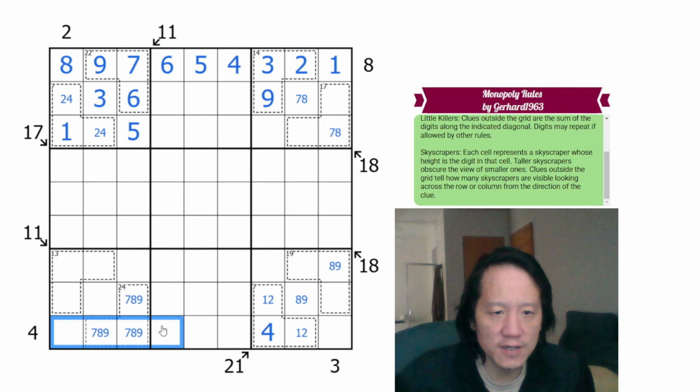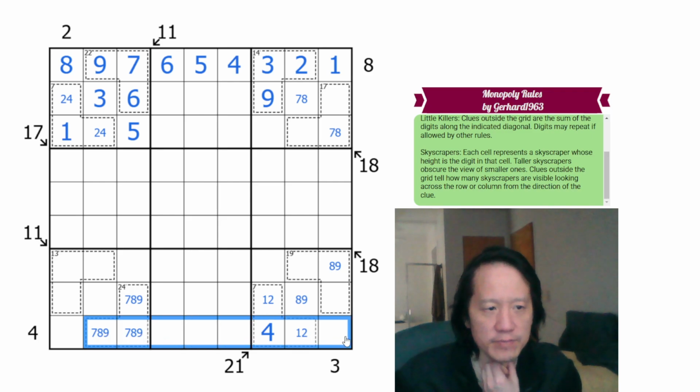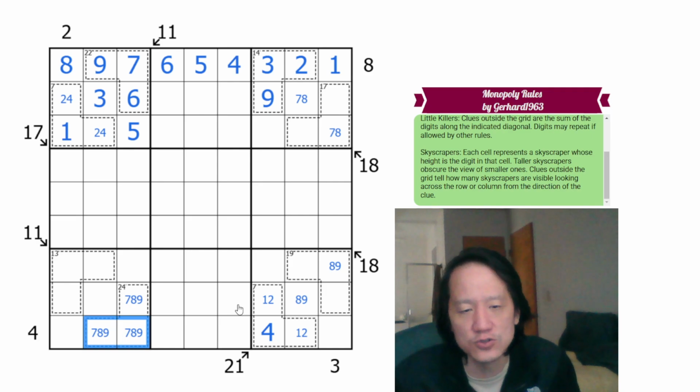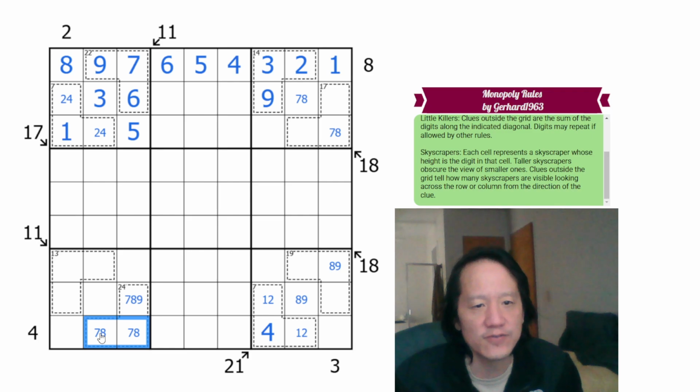This must see 4 skyscrapers going this way. If there were a 9 in either of these 2 spaces, it does not see any other skyscrapers beyond that. So then it would see only 2 skyscrapers at most, or 3 skyscrapers at most, if the 9 were here. Therefore, the 9 cannot be in either of these 2 spots, so we have a 7, 8, 7, 8 pair in box 7.